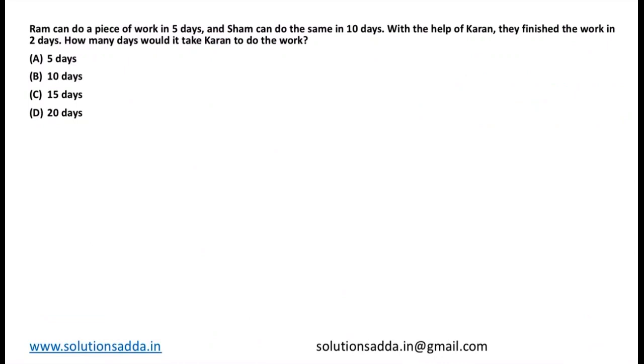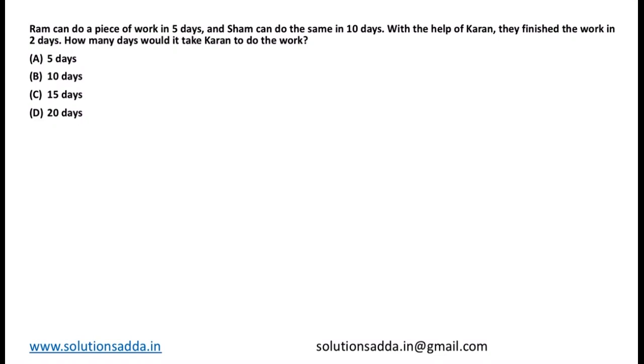This is an aptitude question based on time and work. Ram can do a piece of work in 5 days and Sham can do a piece of work in 10 days. With the help of Karan, they finish the work in 2 days. How many days would it take Karan to do the work? So let us first write the information that we have. Ram can do a piece of work in 5 days.